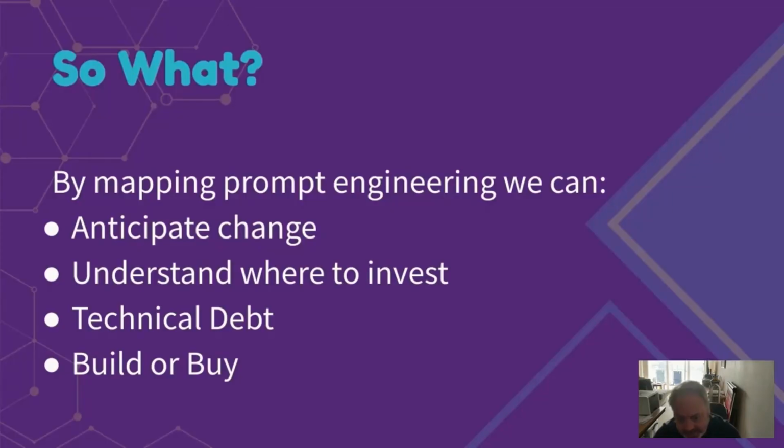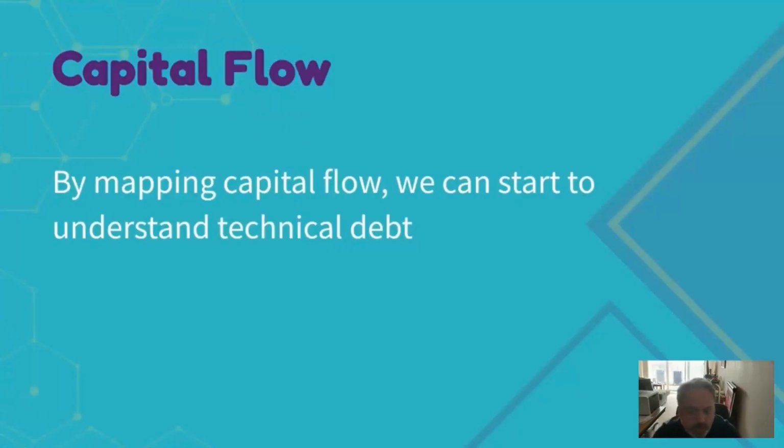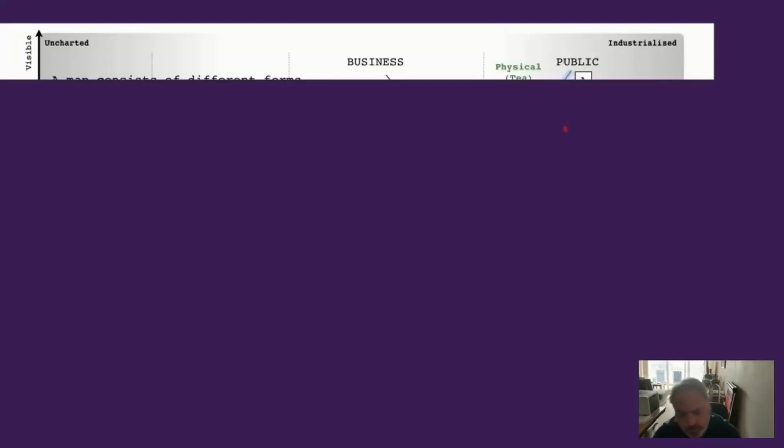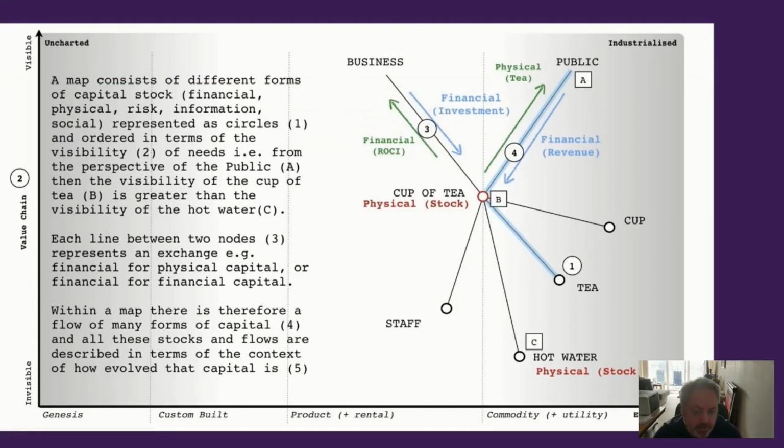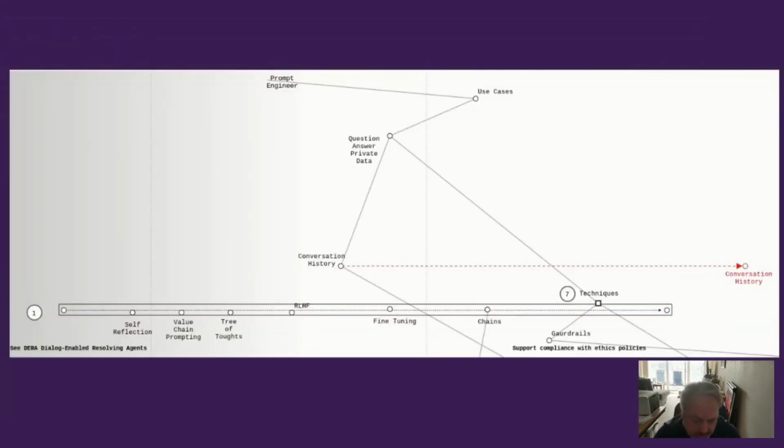So getting into prompt engineering. With this map, we can anticipate change, understand where to invest, understand technical debt or the risk of technical debt, and understand where to build or buy. And also if we map the capital flow, we can understand our cost per transaction within our map. The capital flow flows in both directions. It can be your financial investment, the revenue you get from the public using your services, and that return on investment. You can calculate the cost between each component and the cost of that one transaction, going into your app or whatever and making those queries all the way down to the LLMs and back.